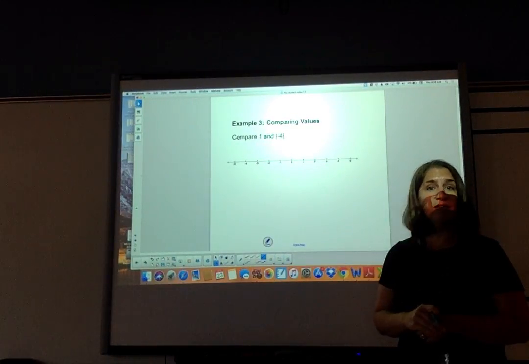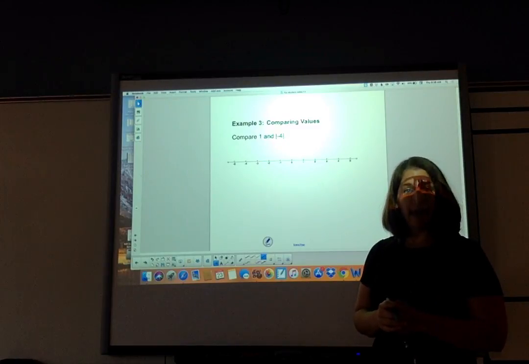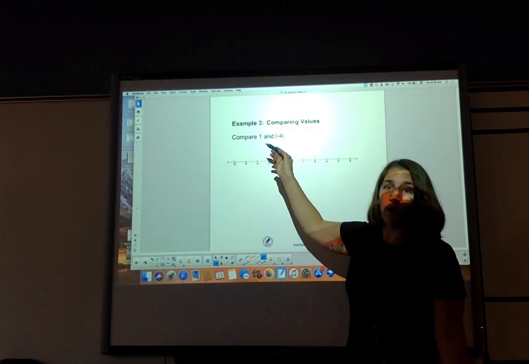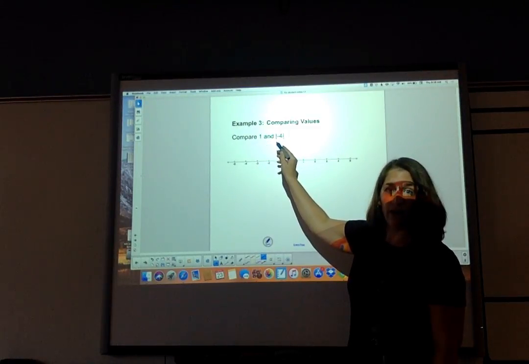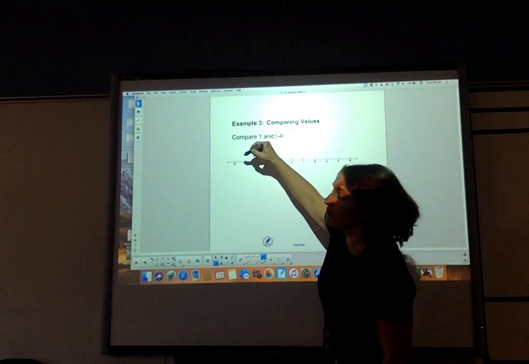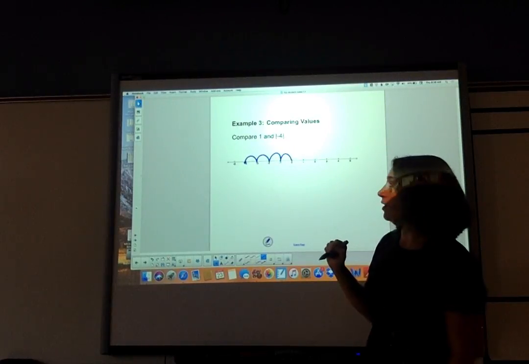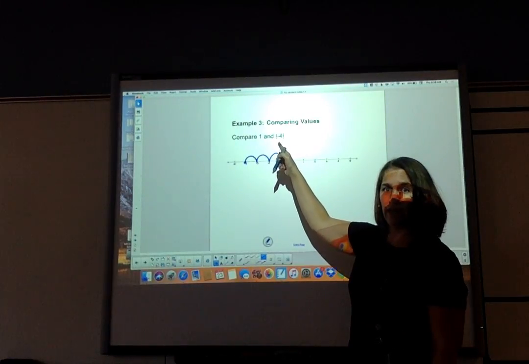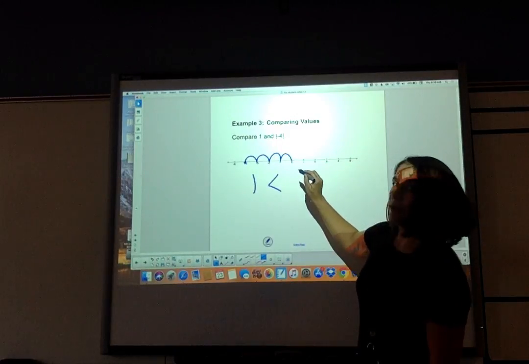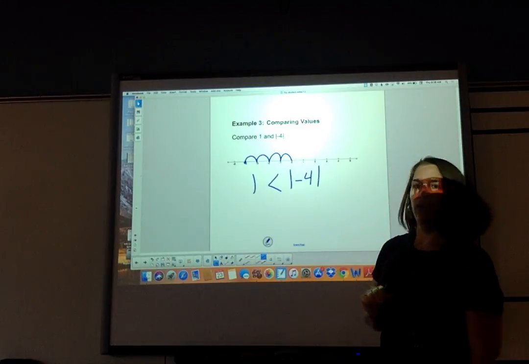Example 3, comparing values. We can compare 1 and the absolute value of -4. So we know the value of 1 is 1. Let's find the absolute value of -4. So here's -4. 1, 2, 3, 4 spaces from 0. So the absolute value of -4 is 4, and we know that 1 is less than 4, so 1 is less than the absolute value of -4.